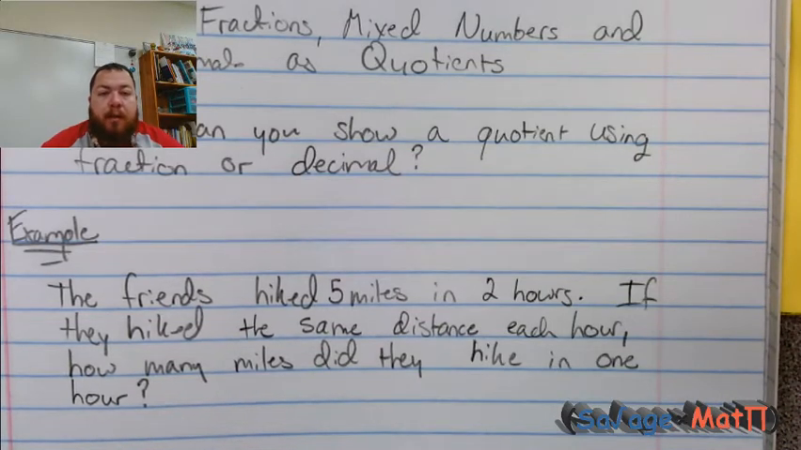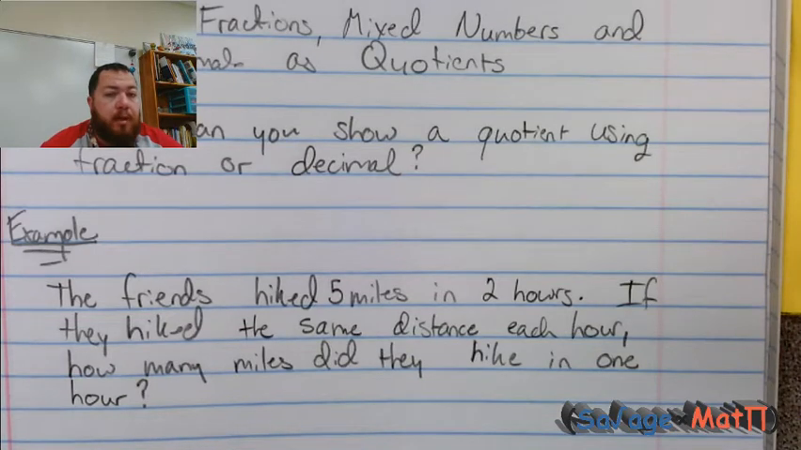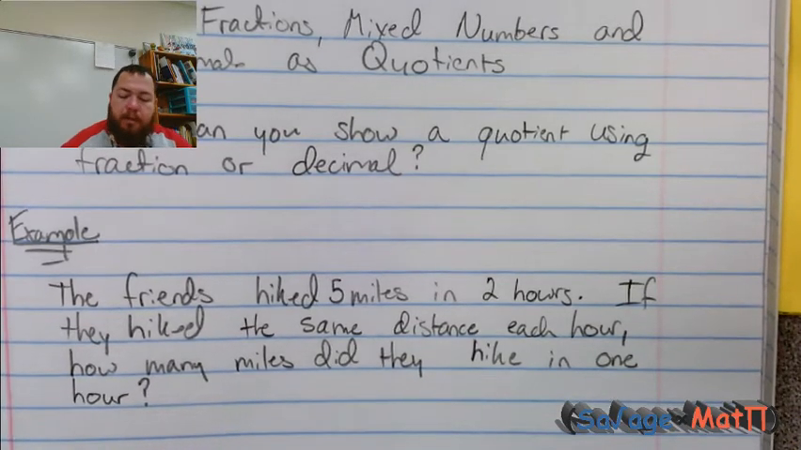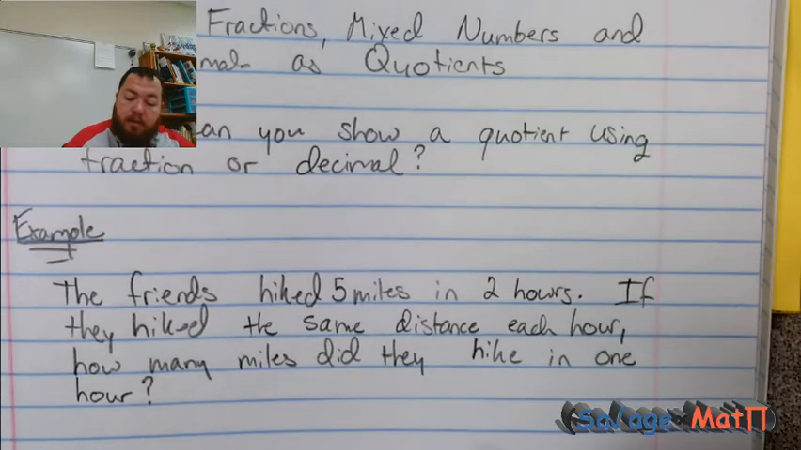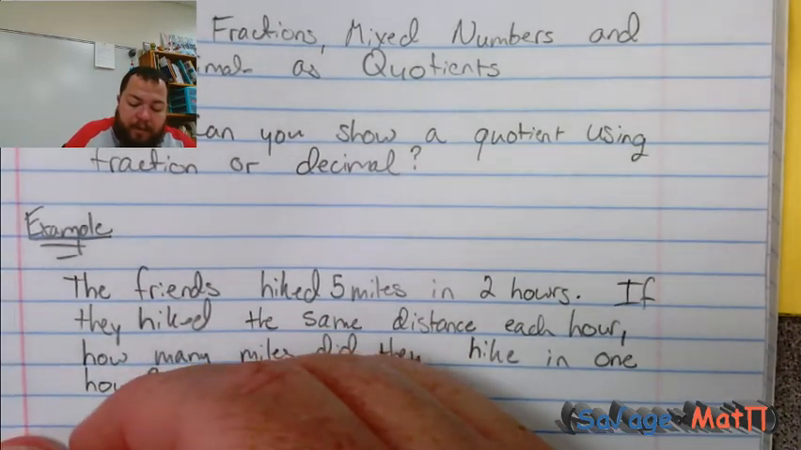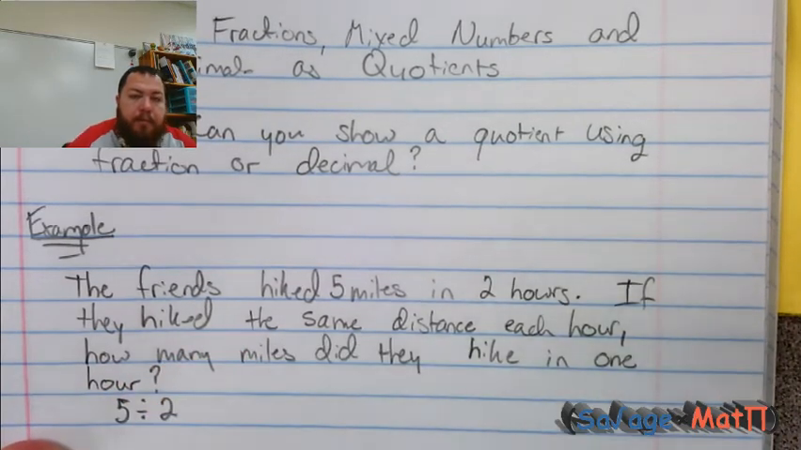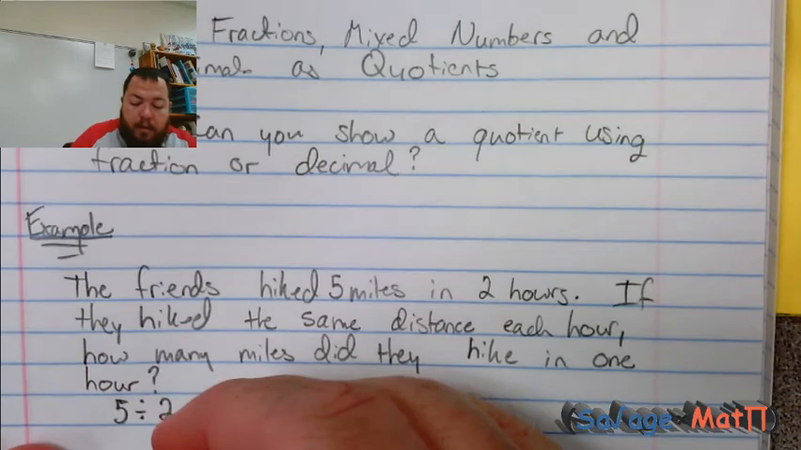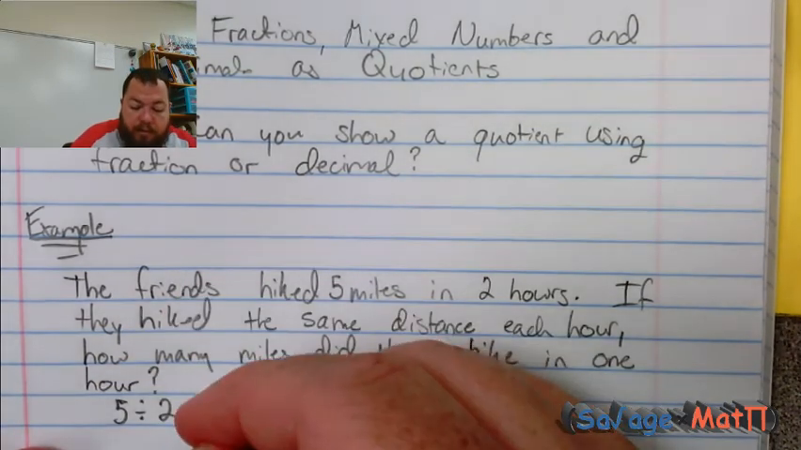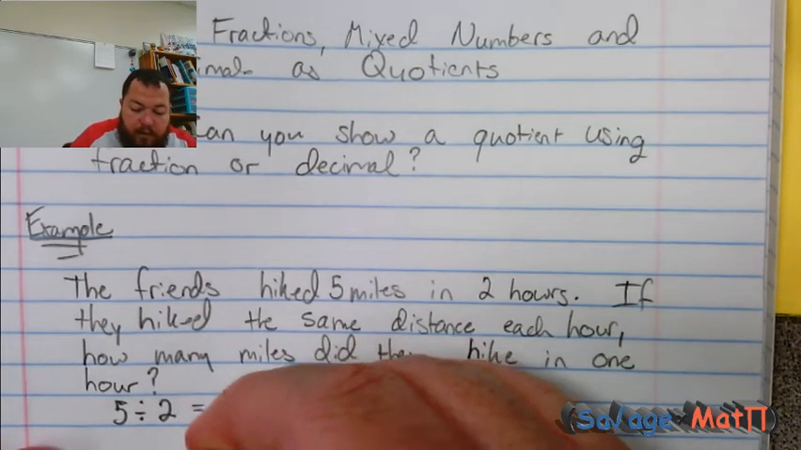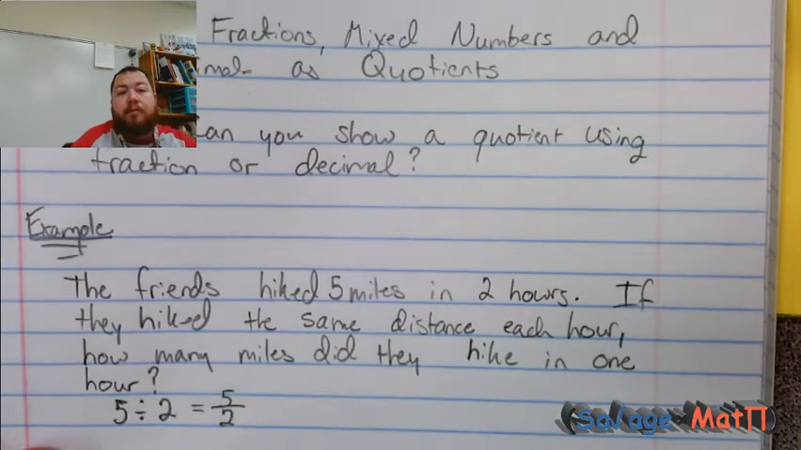So what am I sharing? If I look at this question, first of all, it's asking me to find out how much they hiked in 1 hour. So I'm going to share the miles between 2 hours, very similar to how we shared waffles and people. So what I'm going to do is miles divided by hours. So I'm going to have 5 divided by 2. And I know that 5 divided by 2 equals 5 over 2.